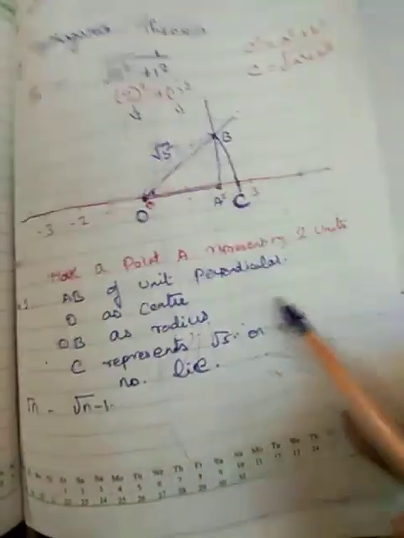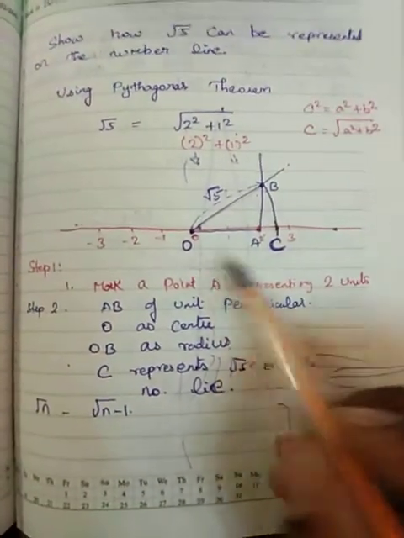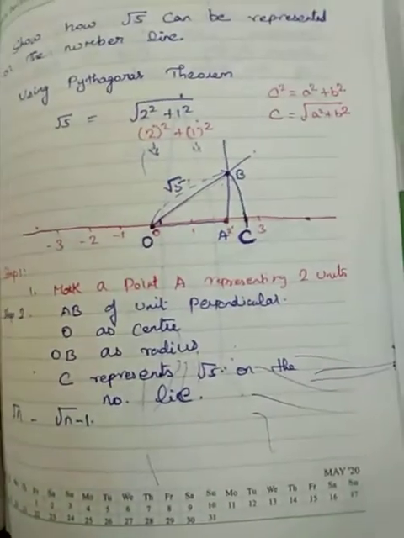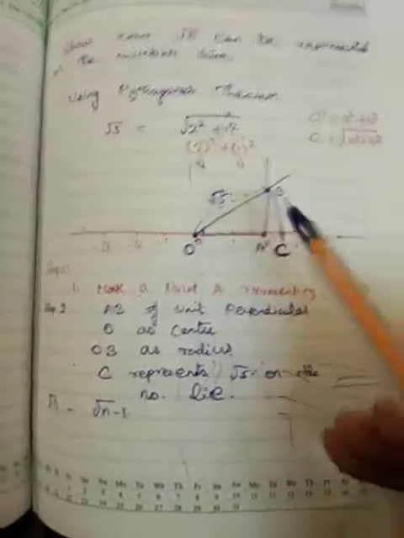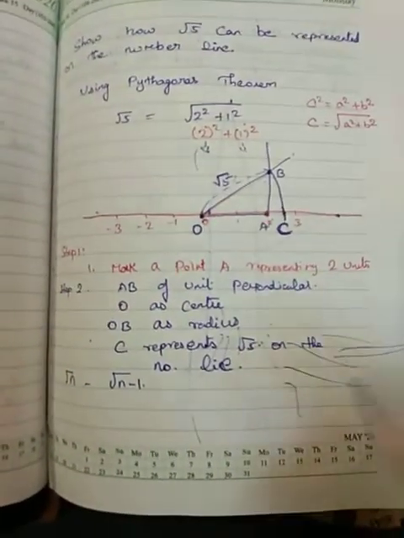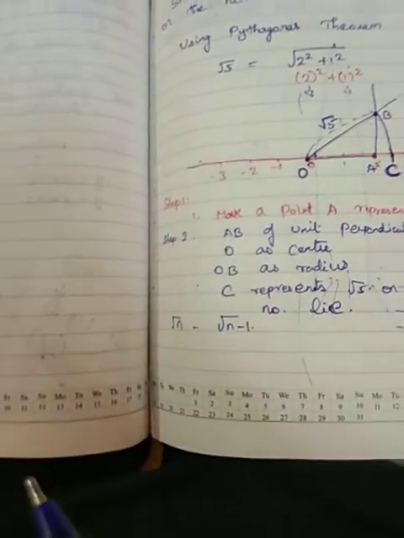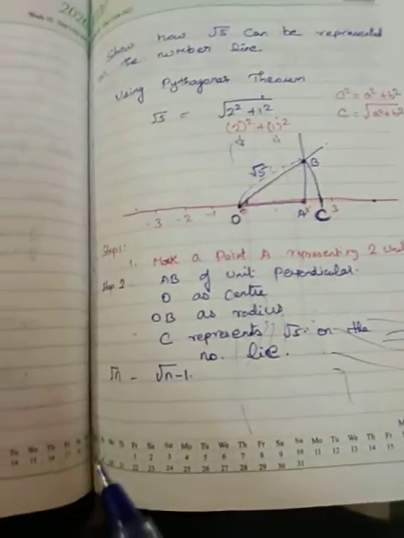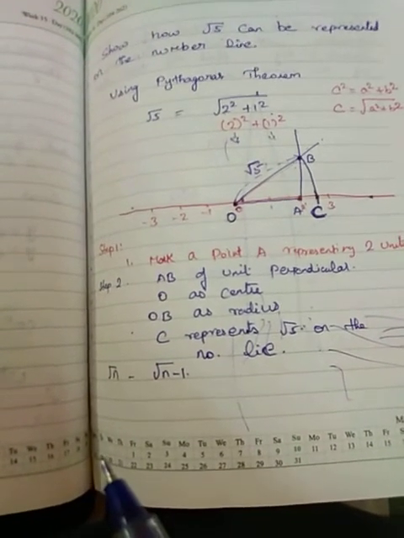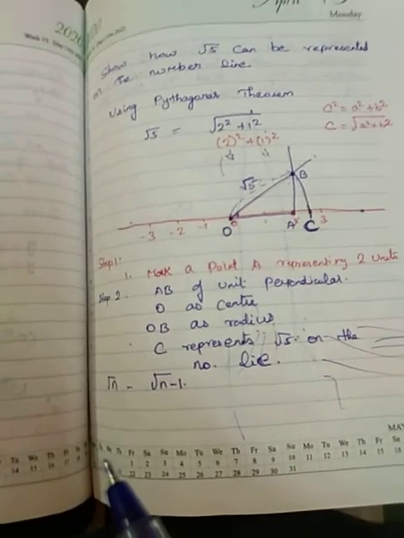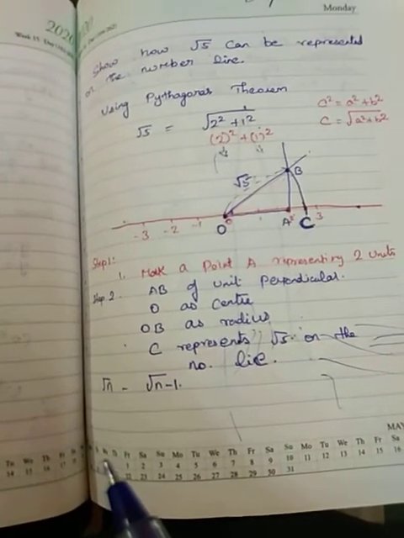Then, with O as the center and OB as the radius, draw an arc to mark point C. This is root 5. This is how root 5 can be represented on the number line. Then comes how positive integers can be represented, that is root n equals root of n minus 1 plus 1 square. Next come the real numbers and their decimal expansions.